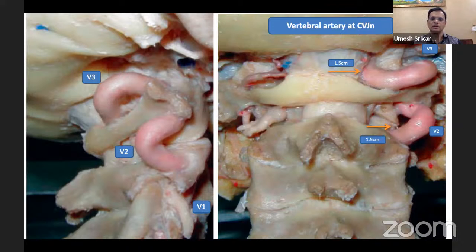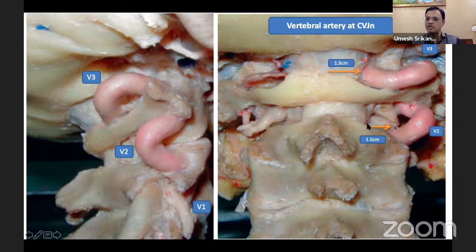After its exit from the C1 transverse foramen, the vertebral artery again jumps superiorly, posteriorly, as well as laterally, and then curves in a smooth manner medially and anteriorly in order to enter the groove on the superior portion of the lateral part of the C1 posterior arch. And this is the vertebral artery groove, and through this groove again it enters into the dural foramen between the occiput and the C1. The entry into the dura is approximately 1.5 centimeters from the midline, and that is one important thing. Whereas this vertebral artery groove is approximately 2.5 centimeters from the midline.